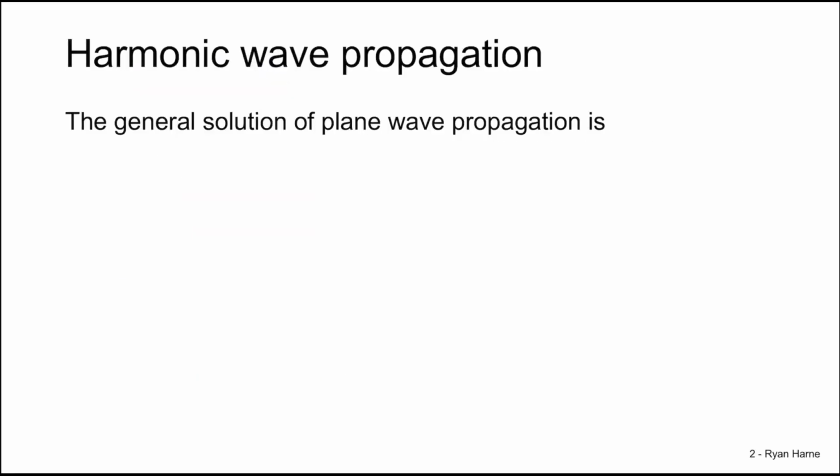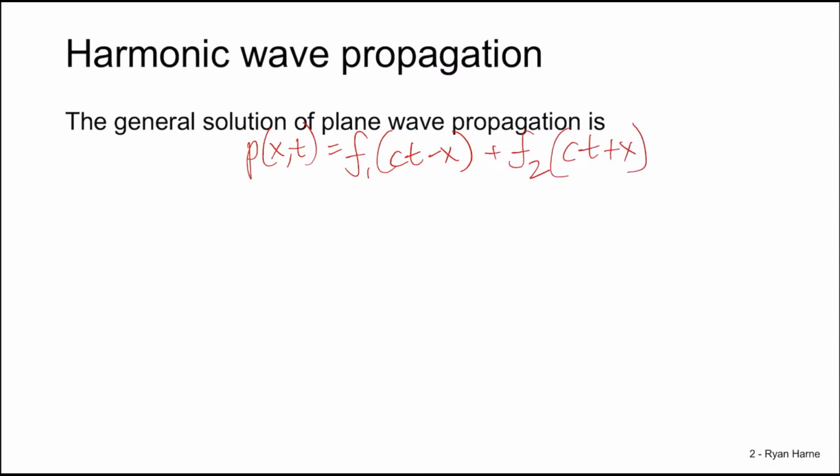We will first summarize what we've learned so far about harmonic wave propagation. We found that the general solution of plane wave propagation in one dimension x is the acoustic pressure is a function of x and t, and it's equal to one function called f1 that has argument ct minus x, and this is referred to as a positive x propagating wave, plus another function f2 with argument ct plus x, and this was a negative x propagating wave.